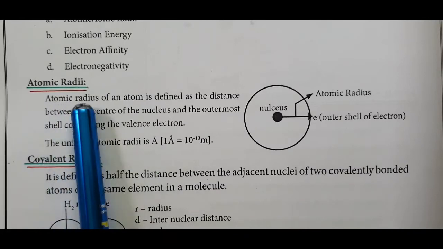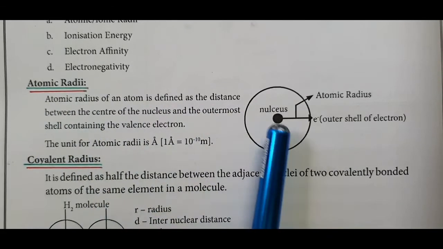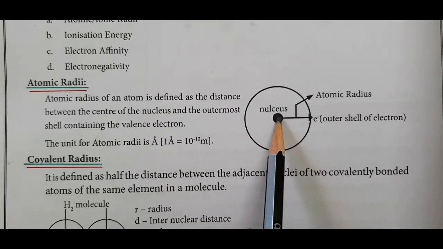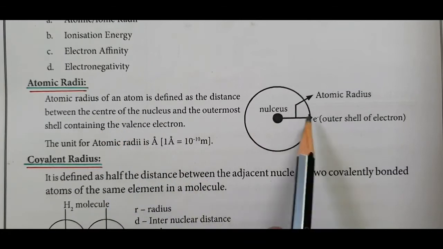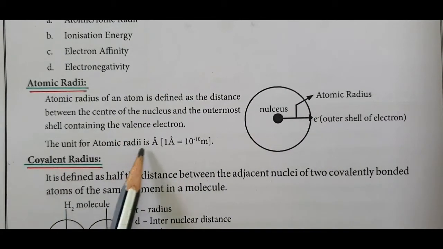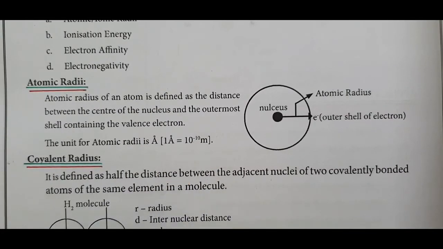Atomic radius of an atom is defined as the distance between the center of the nucleus and the outermost shell containing the valence electron. The unit for atomic radii is angstrom. 1 angstrom equals 10 power minus 10 meter.